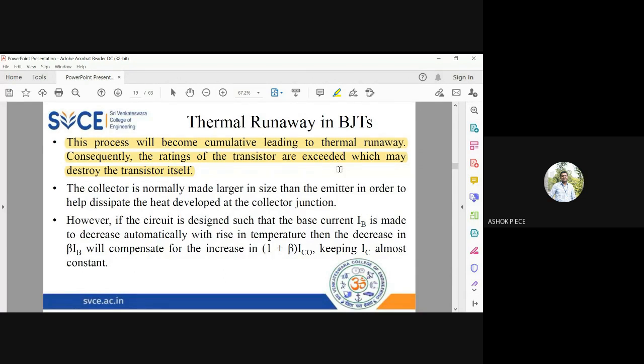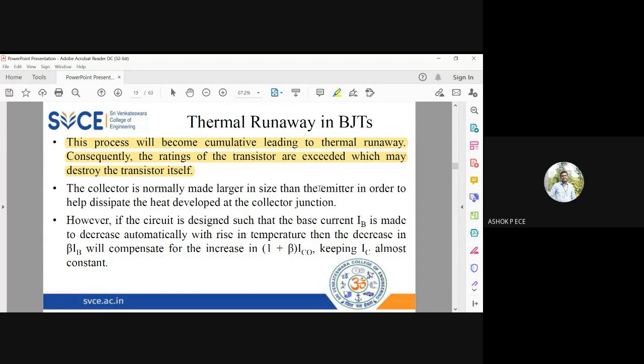In a transistor, you have what is called the maximum rated collector current. That is the maximum collector current your transistor can withstand. If the current exceeds that maximum rated collector current, the transistor may destroy itself. The transistor will be burnt, and you have to throw it away and use a new transistor. Okay, so you should ensure that at any cost, the collector current does not go beyond the maximum rated collector current because of thermal runaway. This happens because of variation in temperature.